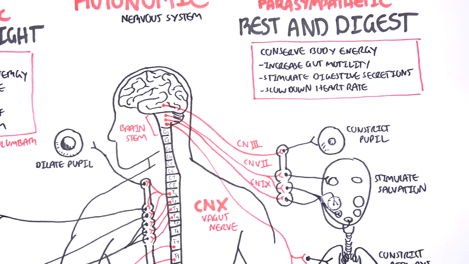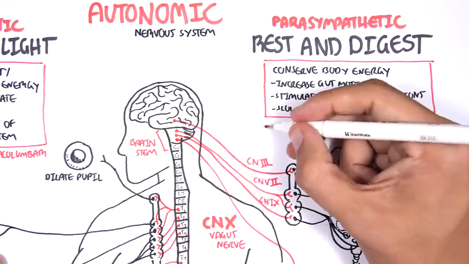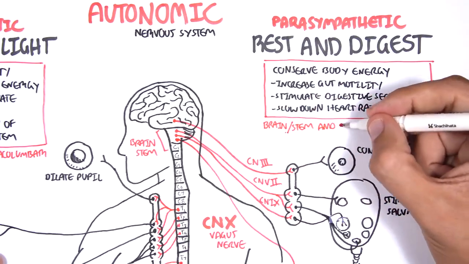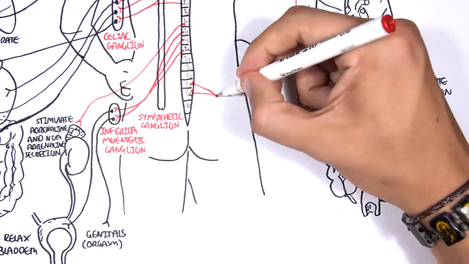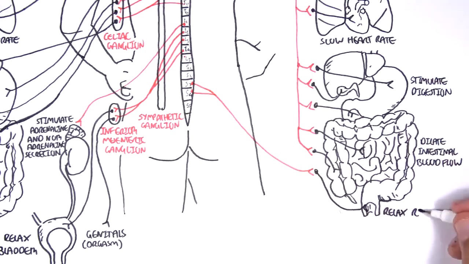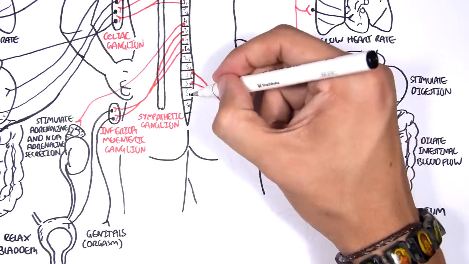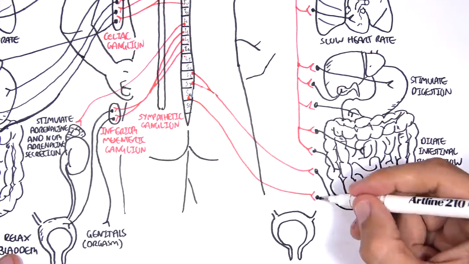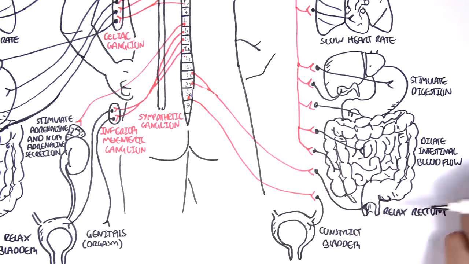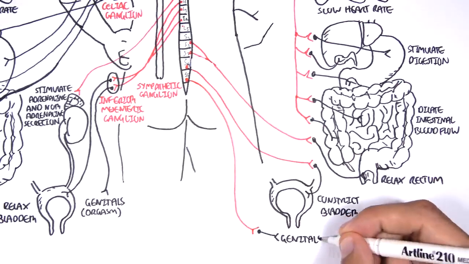So we should have said this, but the parasympathetic neurons arise from either the brainstem or the sacral region of the spinal cord. The nerves arising from the sacral region will target the rectum, causing it to relax. And there are nerves that will target the bladder, causing it to constrict, so initiating micturition, peeing. As well, we have nerves that will target the genitals from the sacral segment.